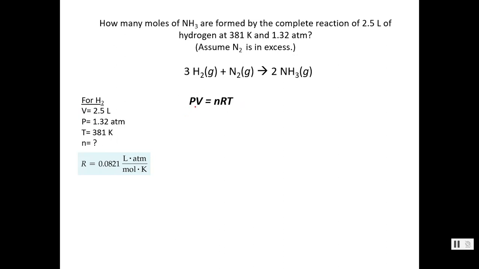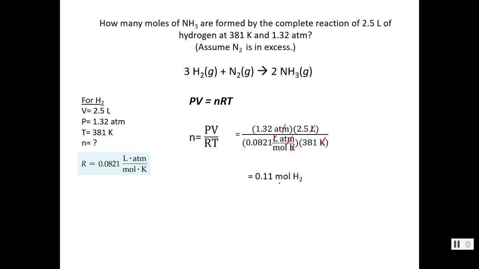So use the ideal gas law to solve for n, plugging in the appropriate values that were given, and then seeing our units cancel appropriately. We're left with moles, specifically moles of H2. So we now know how many moles of hydrogen gas were reacted. Now we can use the coefficients of the balanced equation, specifically the fact that for every 3 moles of H2, there are 2 moles of NH3.